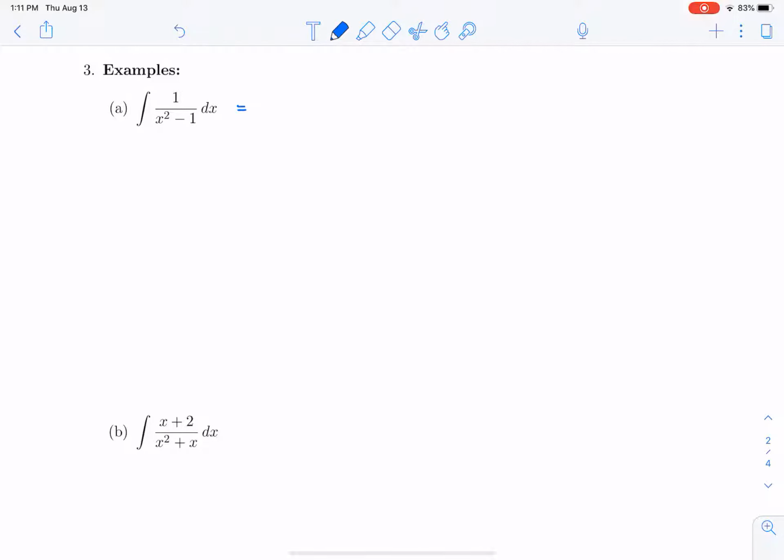In this first example, we want to do the integral of 1 over x minus 1 times x plus 1. So we're going to factor the bottom to get it in that form. And then our goal is to rewrite that as A over x minus 1 plus B over x plus 1.